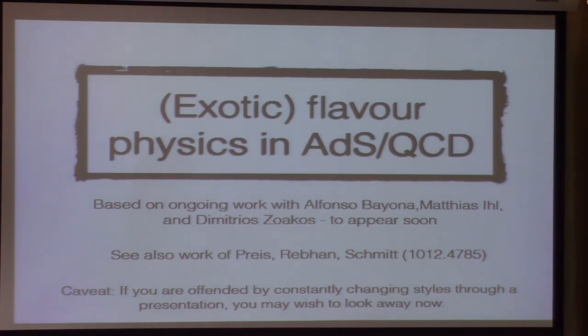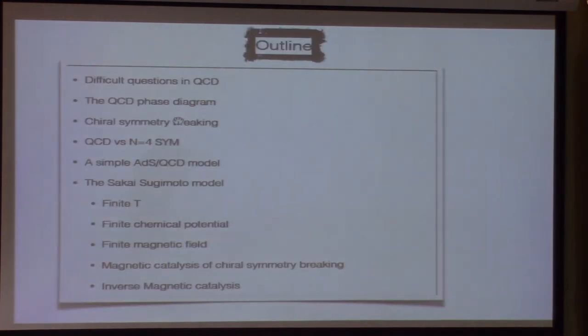I know that many people come from very different backgrounds in terms of what you've studied, so I'm going to go through this fairly pedagogically. I'm not going to worry too much about factors of pi and 2, but I'm going to go through the basics reasonably thoroughly. I apologize that the styles throughout this presentation are going to change considerably. Okay, can you read this at the back?